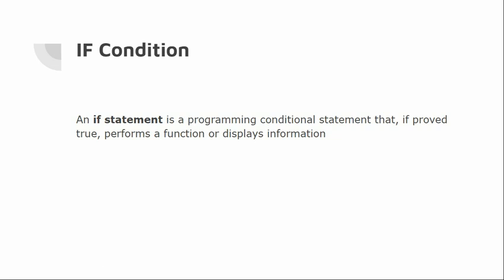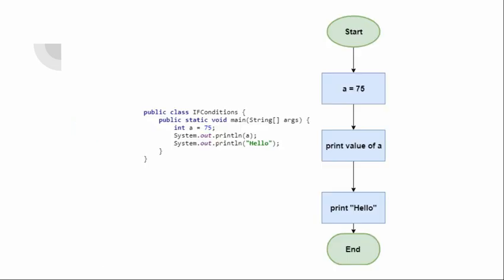So let's look at the normal flow of the program. Normally it starts from the top and executes the first line. If we look at this code, integer a is equal to 75, then it prints the value of a, then it prints hello, and then the program ends. That's how the flow is displayed here. It's a straight line, moving from top to bottom.